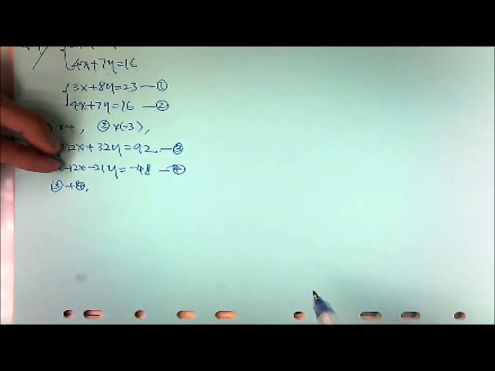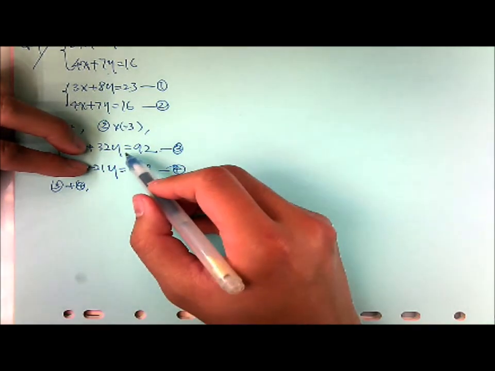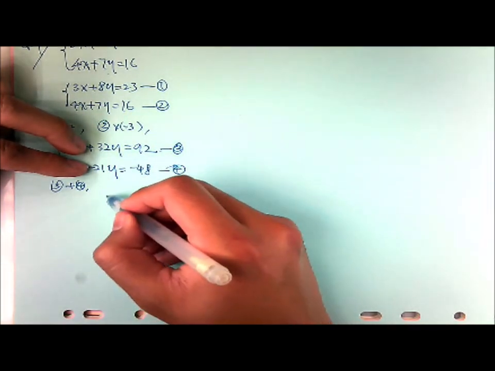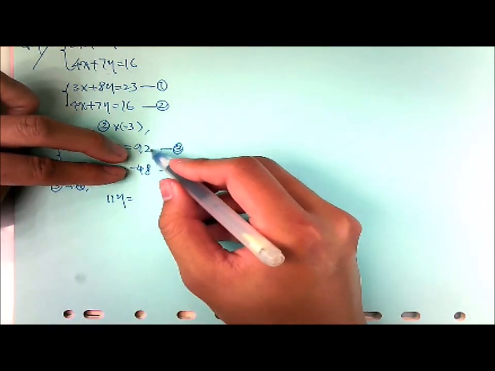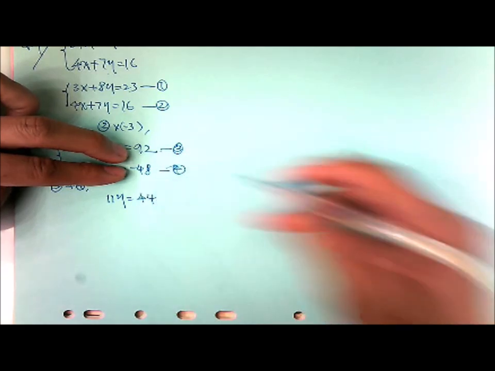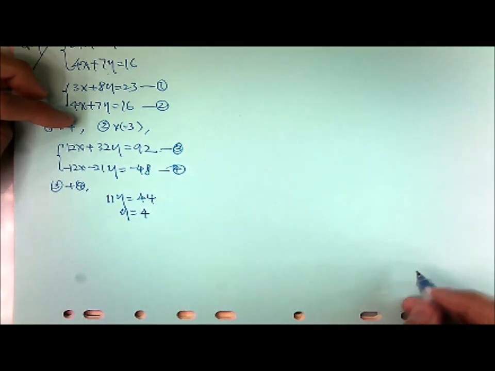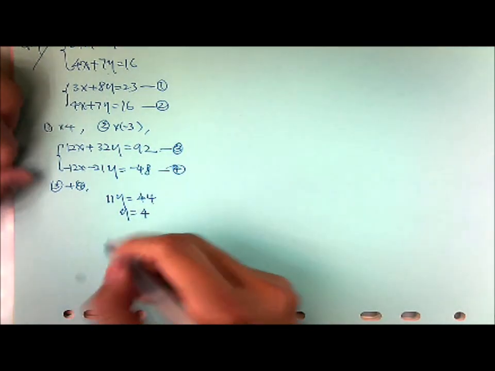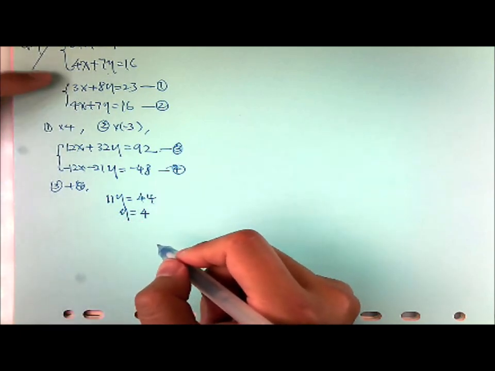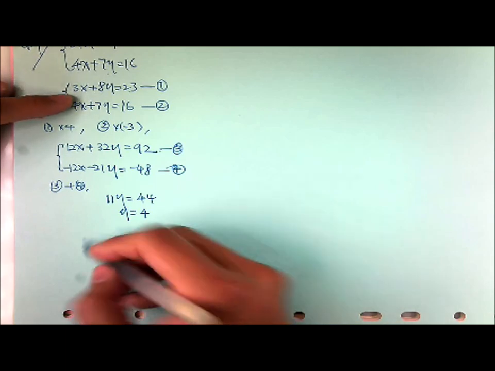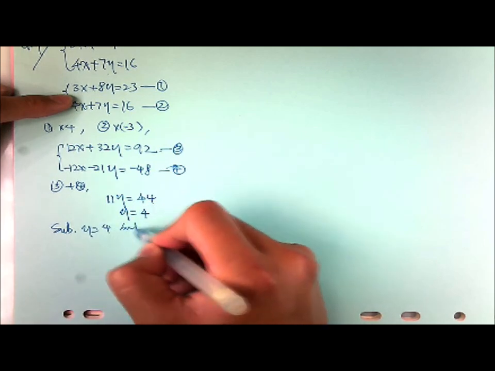So this positive and negative 12 will cancel. You don't have it. And then for the y, you have positive 11y. Understand? For this, you can use a calculator to find it. It's just 44. Divided both sides by 11, you get y equal to 4. Understand? So next for x, choose the simplest one. I think equation 1. So sub y equal to 4 into 1.